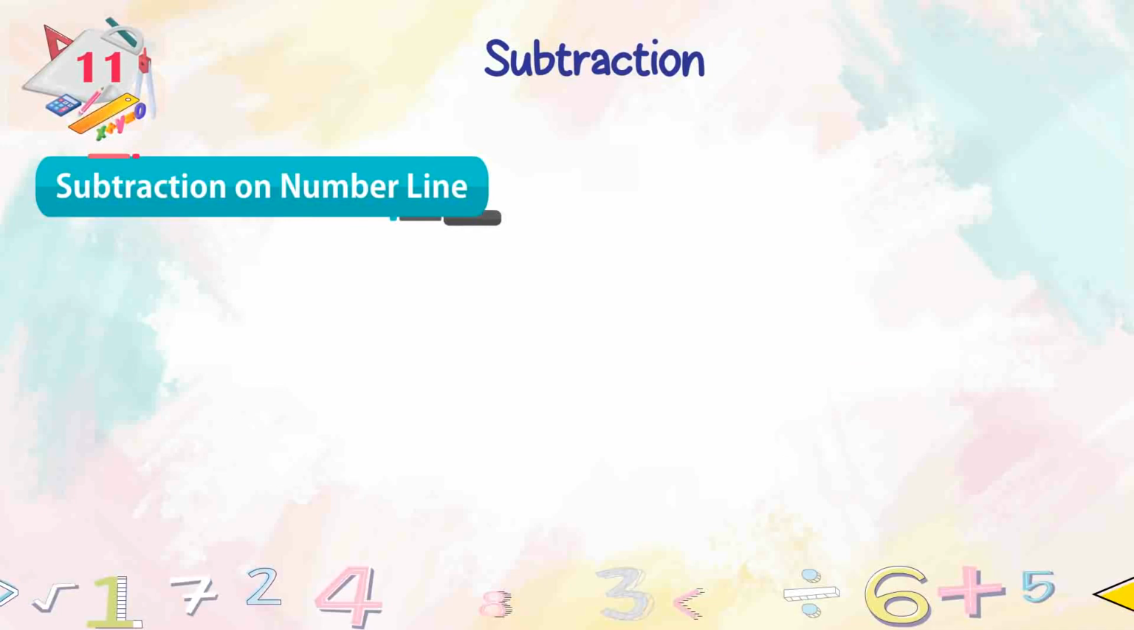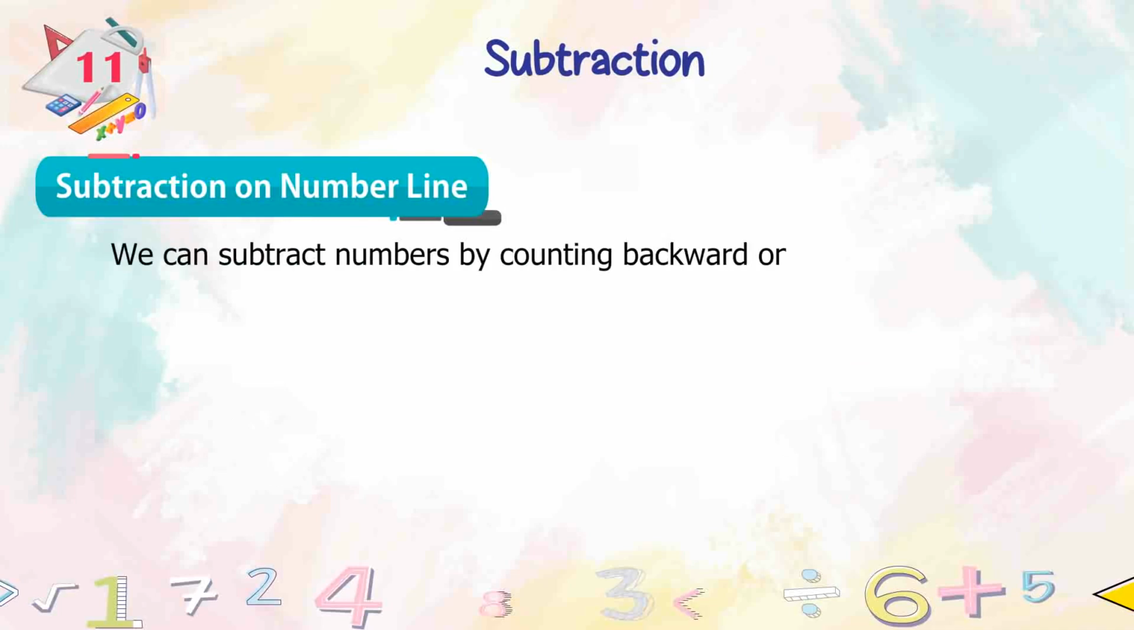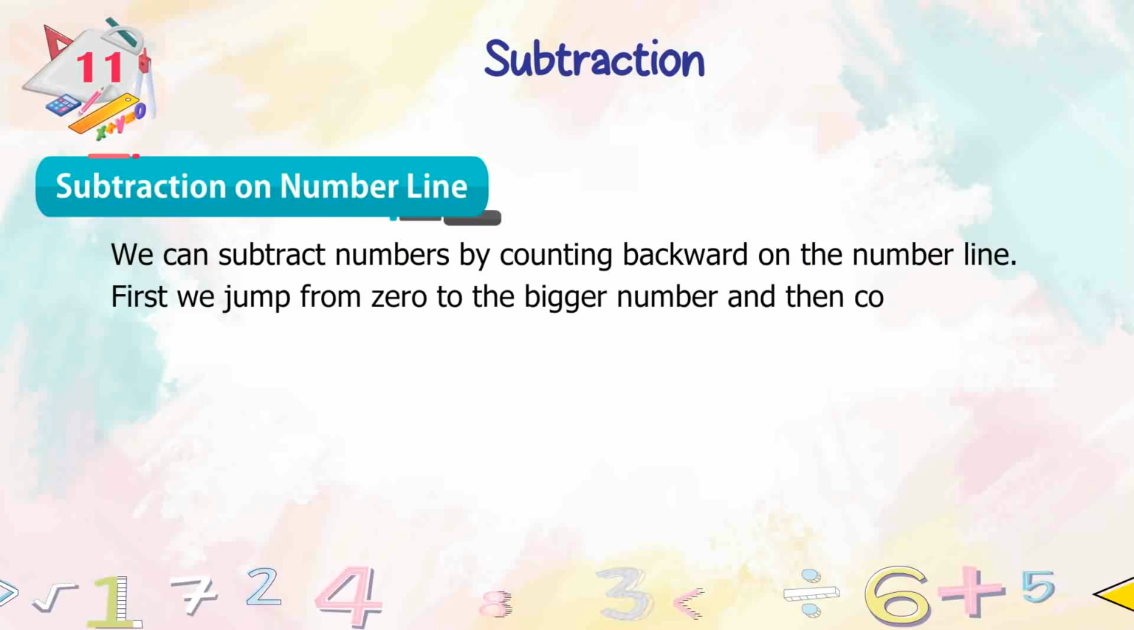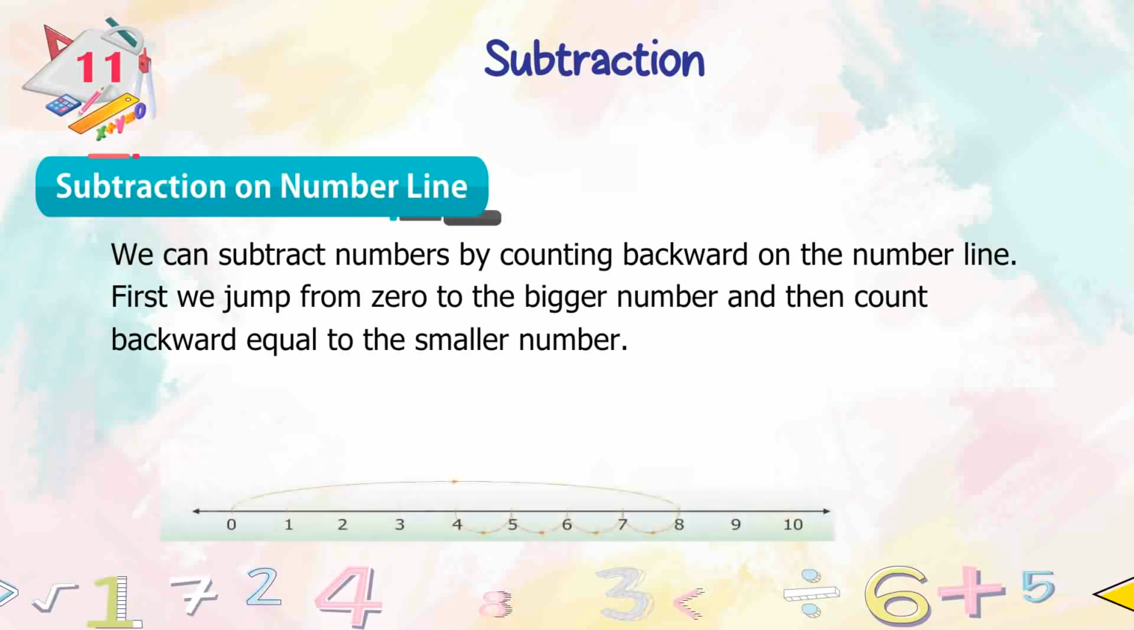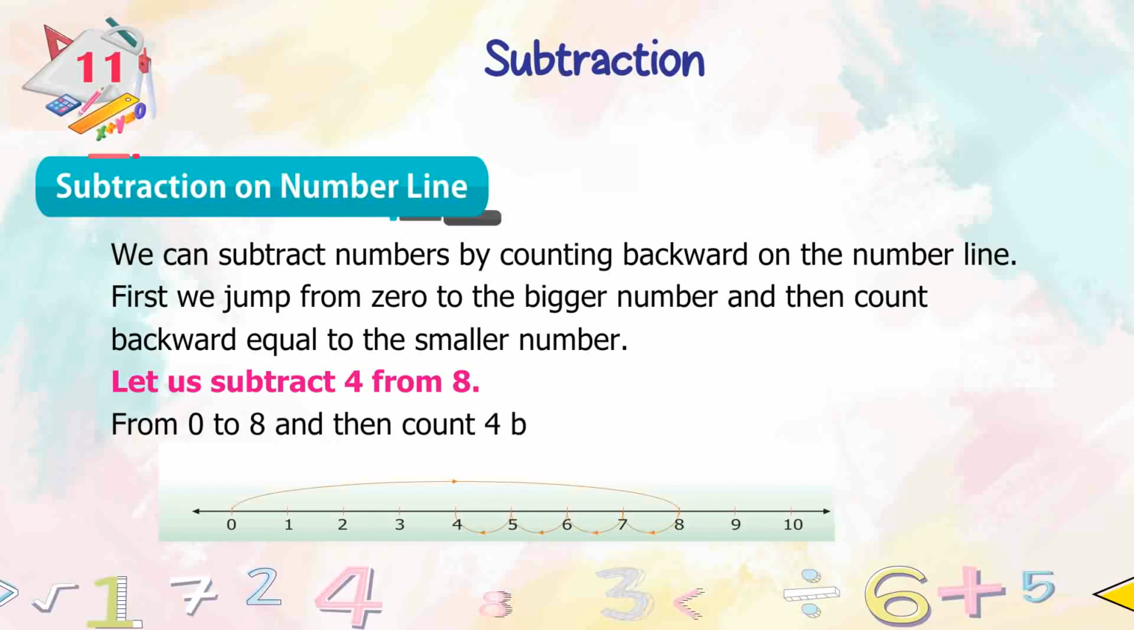Subtraction on number line. We can subtract numbers by counting backward on the number line. First we jump from 0 to the bigger number and then count backward equal to the smaller number. Let us subtract 4 from 8. From 0 to 8 and then count 4 backwards to reach 4. 8 minus 4 is equal to 4.